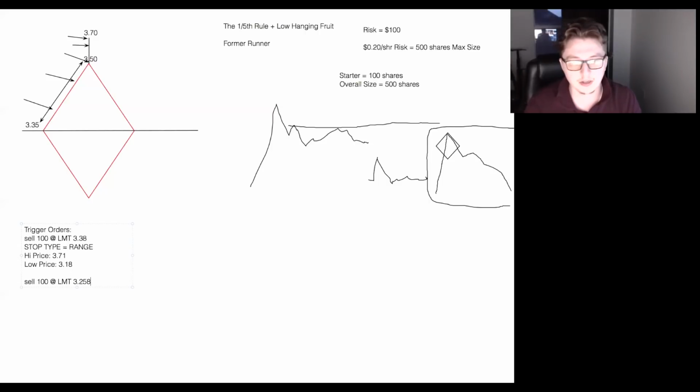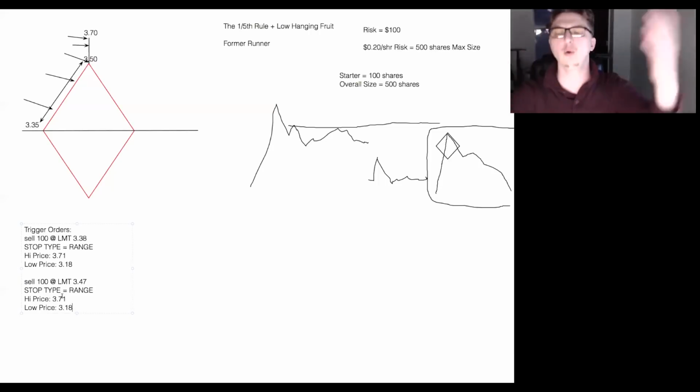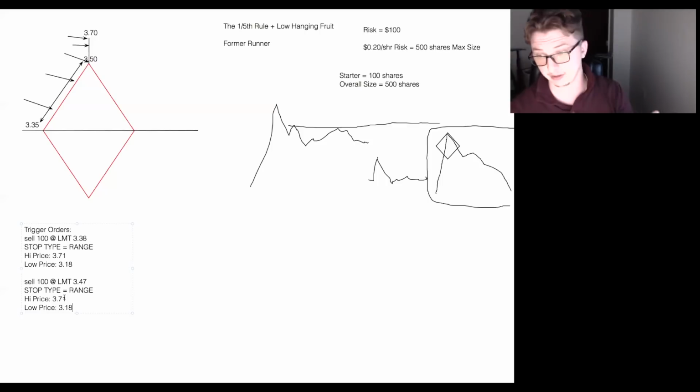Now our next order is going to be like 357, because our starter's at 338. We just want some skin in the game, right? We don't really want to scale around that area. We want 357. Let's go actually to 347. Okay, let's get 10 cents or 9 cents in this case. And now we're going to do the same thing. We're going to copy this stuff right here and paste it. Stop type equals range. This is our next trigger order. We've got multiple trigger orders out there in the market on the same ticker. Okay.